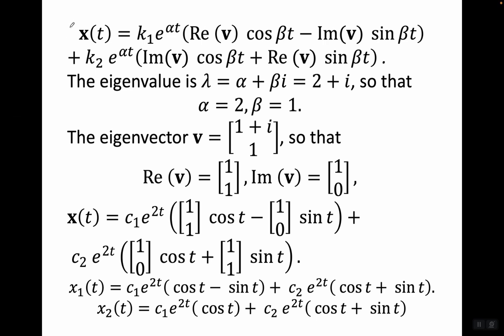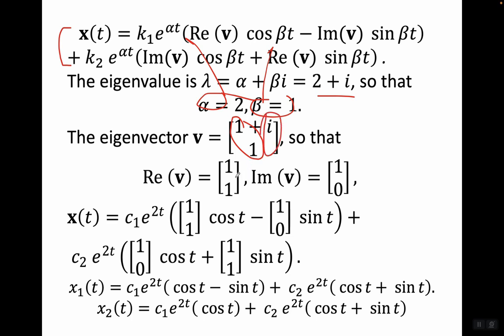Okay, so here's that hairy formula I just gave you a moment ago. The eigenvalue is lambda equals alpha plus beta i, in other words, that's 2 plus i. So we can see that alpha equals 2 and beta equals 1. We just plug those into the formula. The eigenvector v is (1 plus i, 1). The real part of v is just going to be (1, 1), and the imaginary part of v is going to be (1, 0).